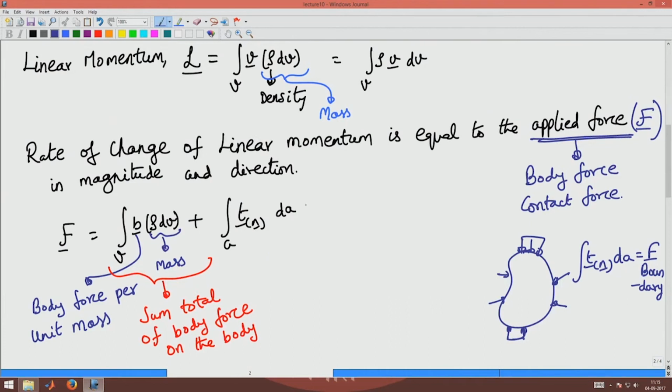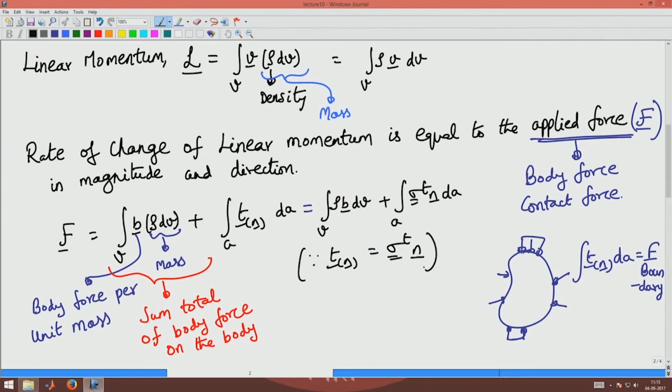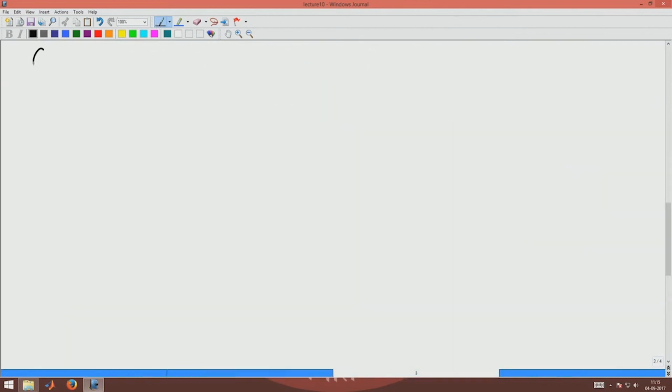Now, let us expand this. So, this will be equal to the integral of rho b dV plus the integral of sigma transpose n dA, since T sub n was sigma transpose n as we saw before. Now, I want to convert this area integral into a volume integral. In order to be able to do that, I have to appeal to the Gauss divergence theorem.